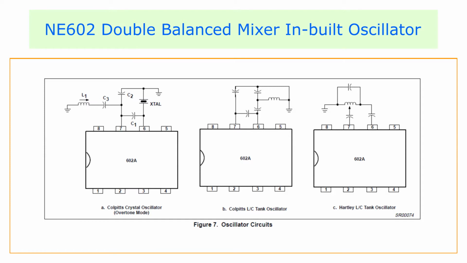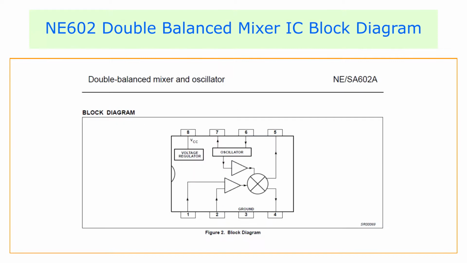The oscillator section can be configured as a variable frequency oscillator, crystal oscillator, or as a buffer amplifier for an external local oscillator. The NE602 mixer or product detector IC is superior in terms of gain, intercept performance, low noise and low power characteristics. This IC is available as an 8-pin DIL or SO package.